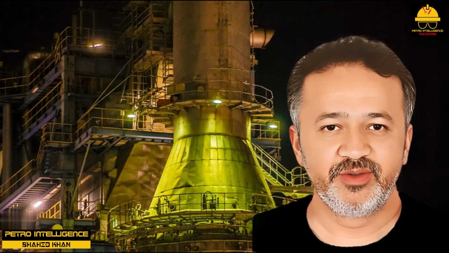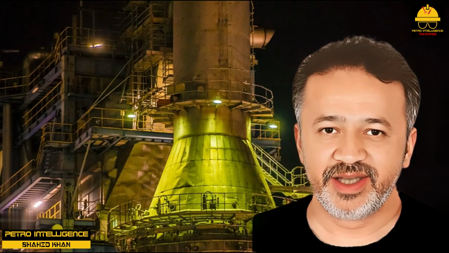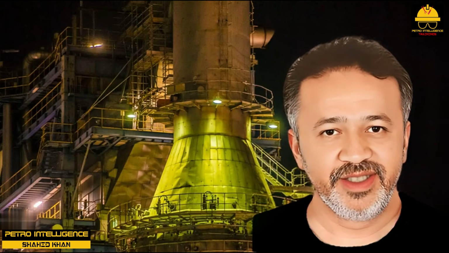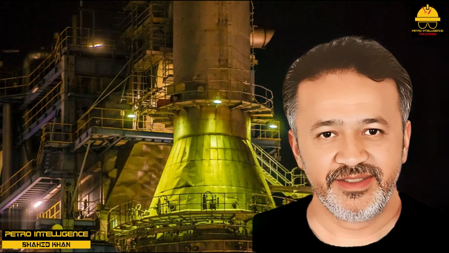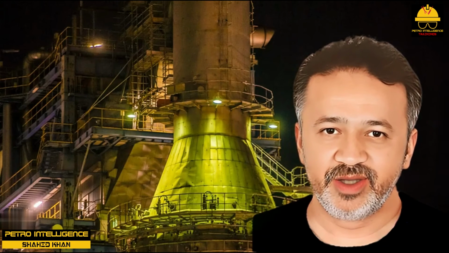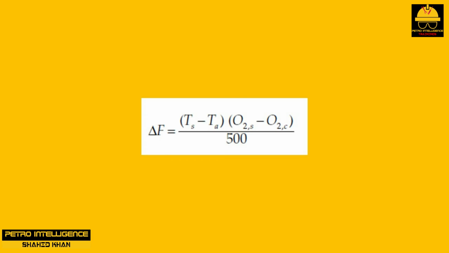Evaluating fuel wastage due to air leaks. Convective section air leaks reduce the thermal efficiency of the heater by mixing cold ambient air with hot flue gas. The resulting energy debit may be expressed as follows. Delta F equals Ts minus Ta times (O2S minus O2C) divided by 500, where delta F equals percent heater fuel wasted through lost heat recovery in the convective section.